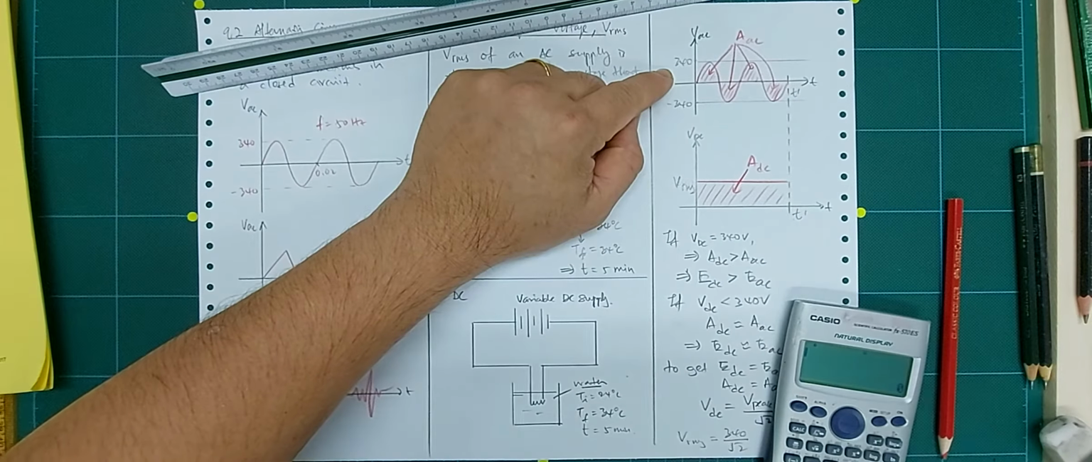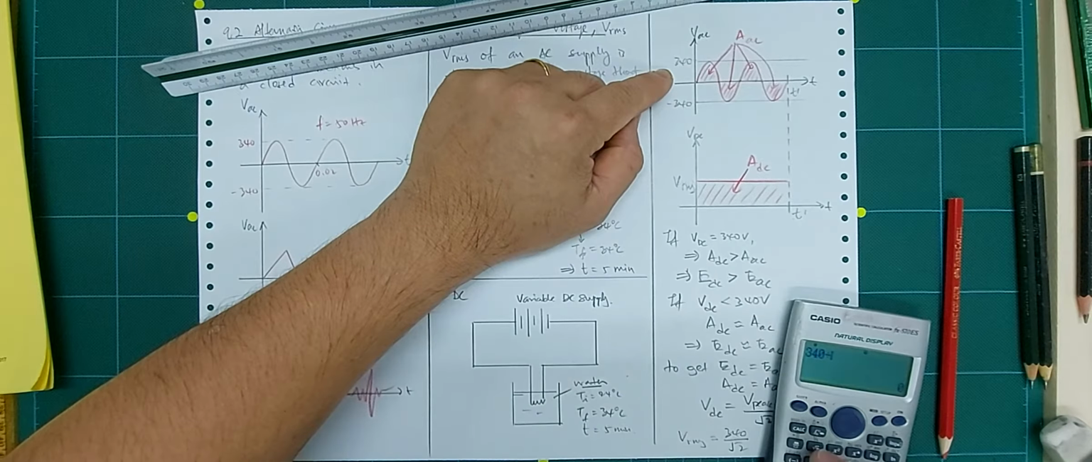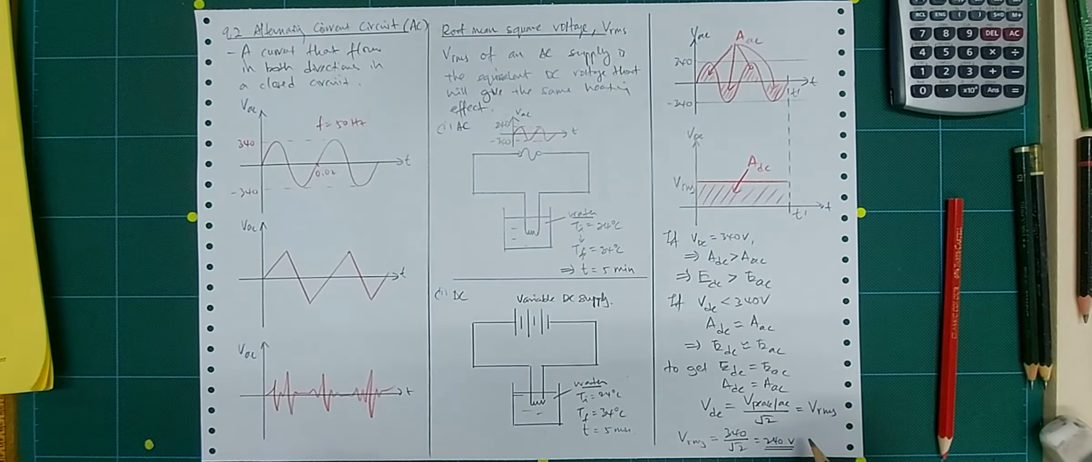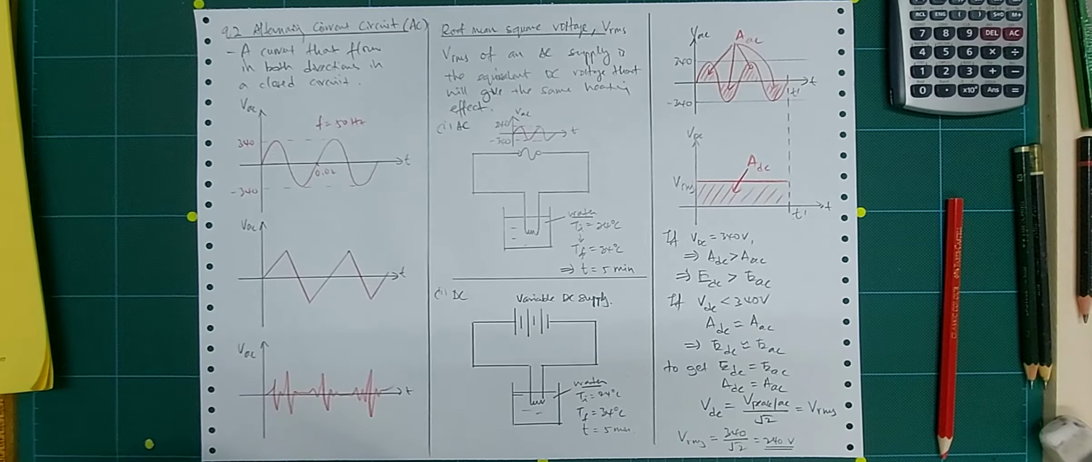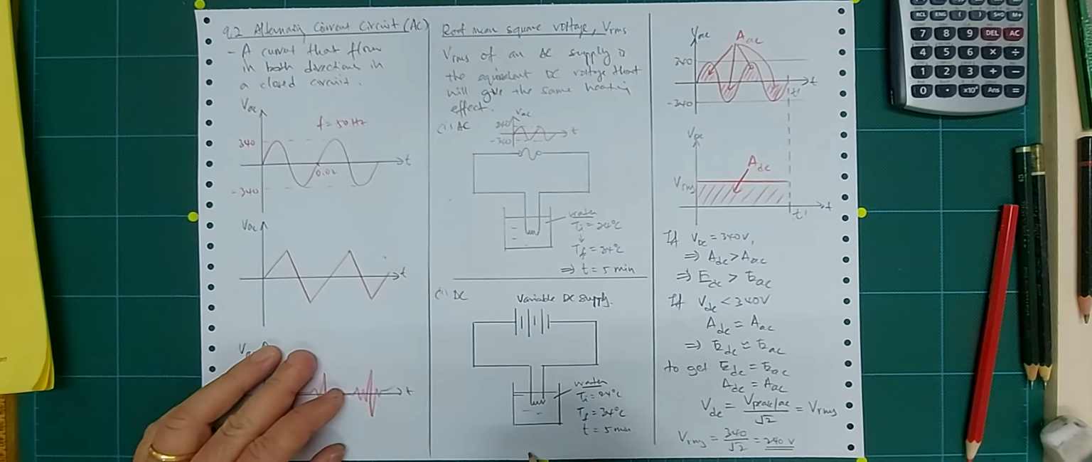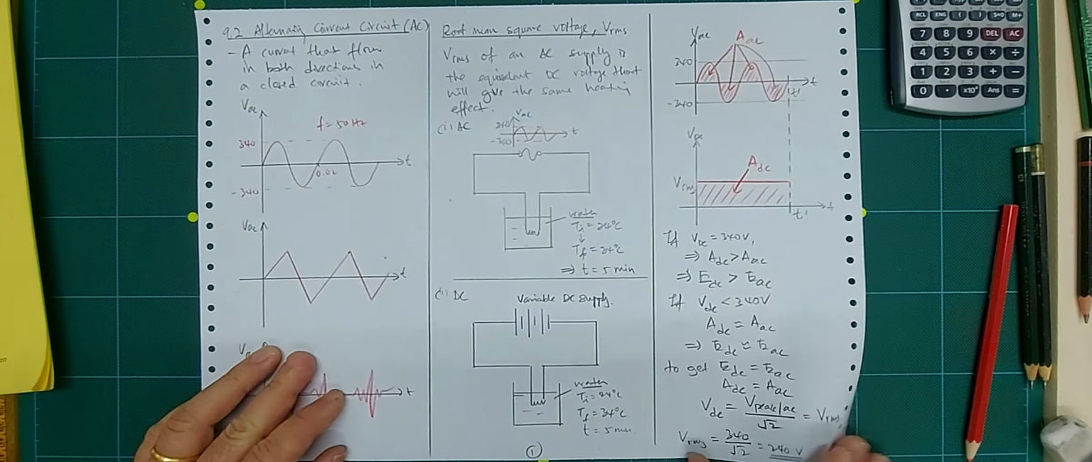See what do we get here? 340 divided by square root 2. Okay, 240. There you got 240 volt DC. Okay, so you can use DC 240 volt to replace that power supply. Alright, so that's the meaning of your house 240 volts. So in actual case, the maximum voltage in your house is 340, but when it comes to equivalent DC voltage, it is 240 volt only.